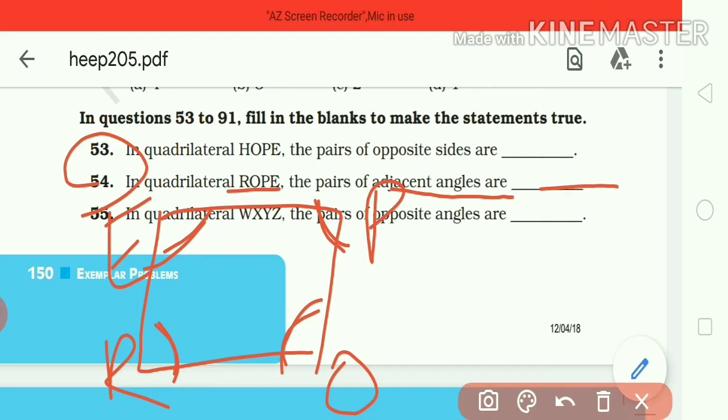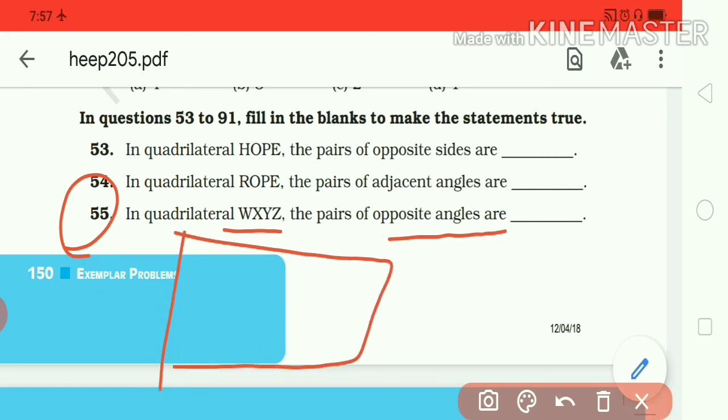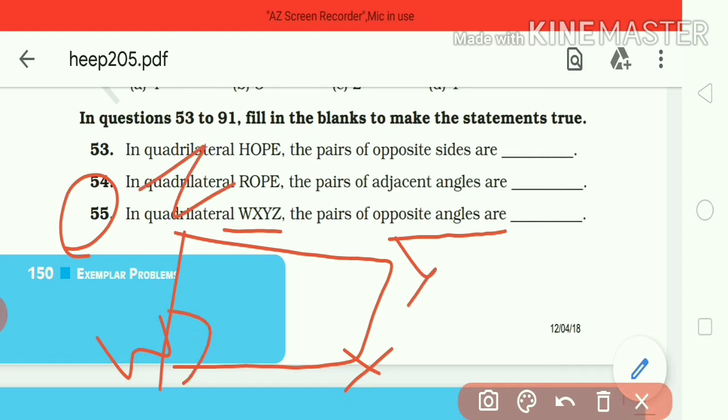Now come to question number 55. In the quadrilateral WXYZ, the pair of opposite angles are. If you draw a quadrilateral like W, X, Y and Z, the opposite angles are this. Angle W and angle Y are opposite, angle Z and angle X are opposite, right?